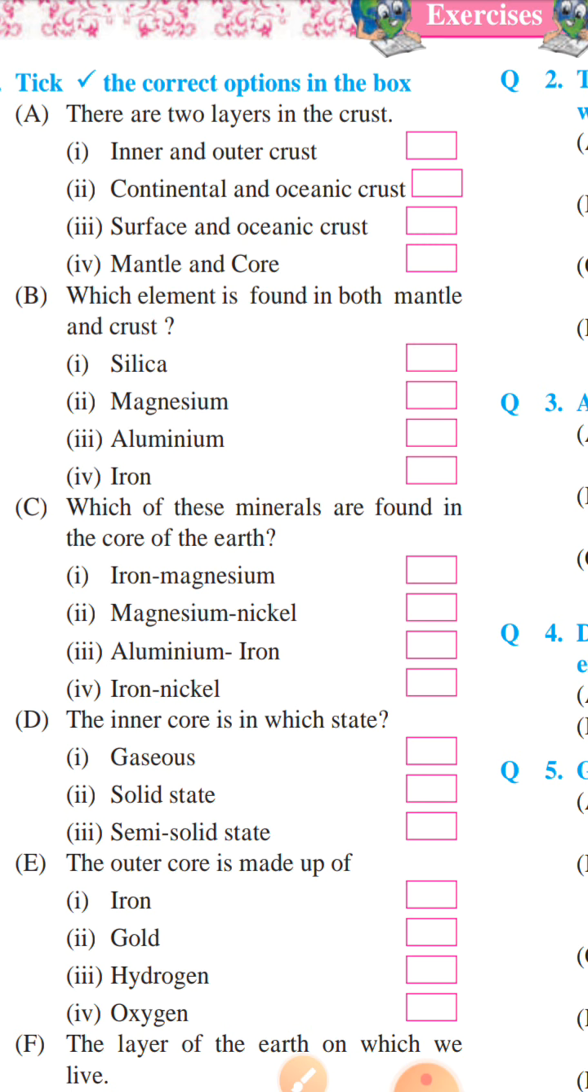So look at here. There are two layers in the crust. Which are these layers? Just now we have revised. Which are the two layers of the crust? Inner crust and outer crust; continental and oceanic crust; surface and oceanic crust; mantle and core. Which is the correct option, students?